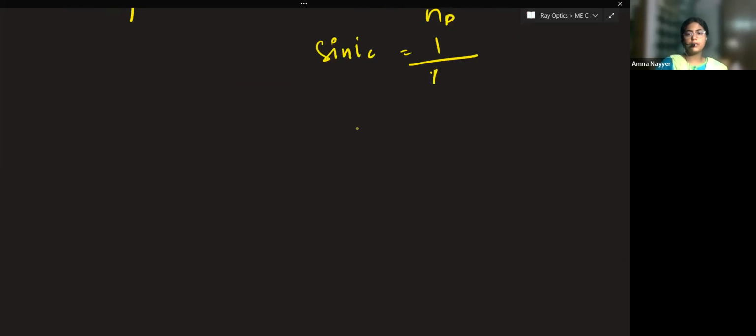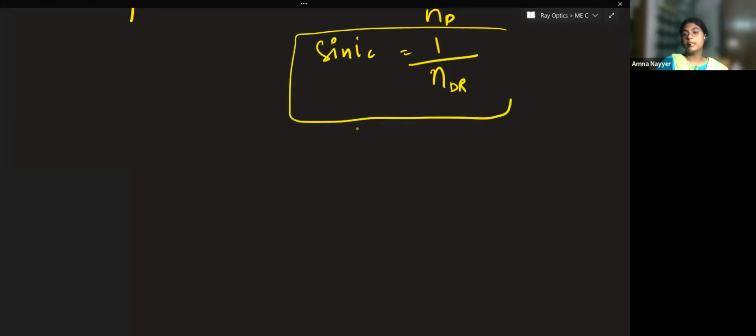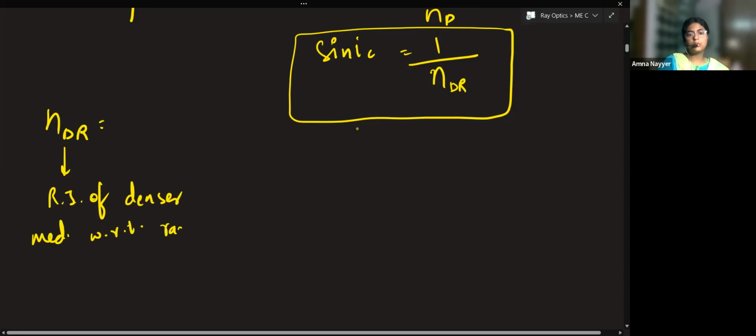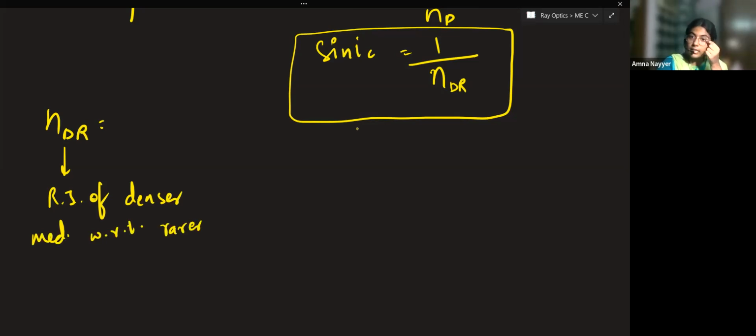This can be written as 1 by NDR. So this is the value of critical angle whenever I'm writing NDR. See, NDR is the refractive index of denser medium with respect to rarer. So NDR is NR by ND. So that's why I've written it as sin IC = 1 by NDR. Fine. And this is the refractive index of denser medium with respect to rarer.